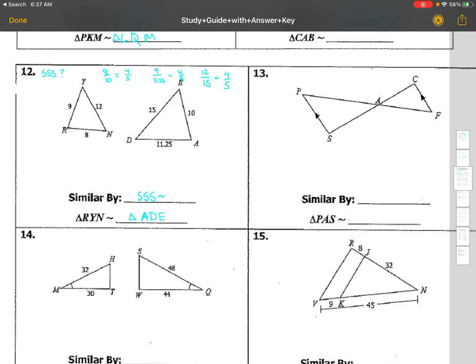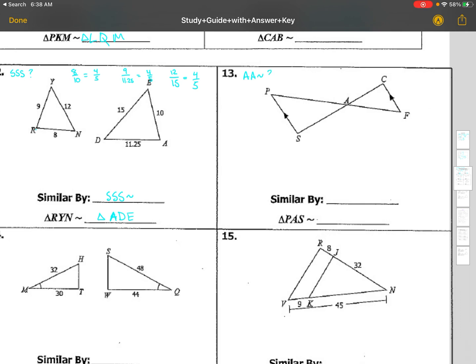ADE. For number 13, no sides are labeled, so we should check for angle similarity. Again, it's not for sure angle similarity, but it's the only one it could be. Now, anytime we have parallel lines like we do, PS is parallel to PF. Interior angles on different sides of the line that connects the two parallel lines are going to be congruent. So that means that angle P is going to be congruent to angle F, and angle S is going to be congruent to angle C.